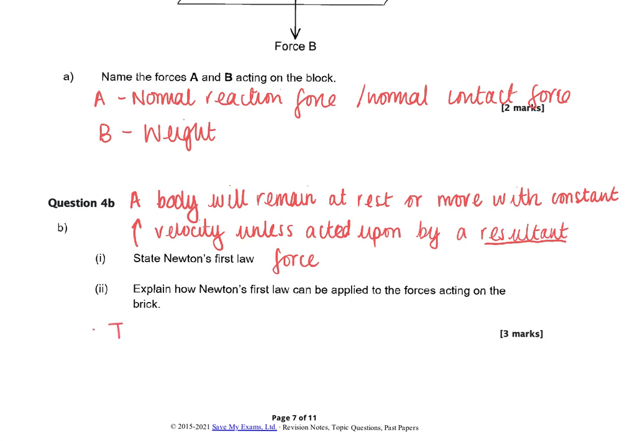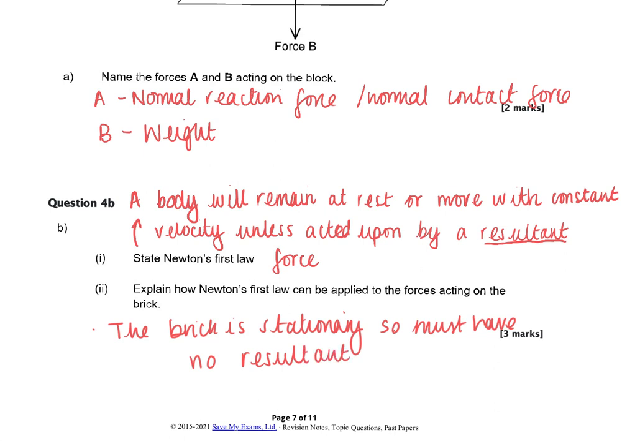So we're going to say, first of all, kind of like what I just explained, the brick here is stationary. That must mean it has no overall resultant force acting on it, okay? So it must have no resultant force acting on it. And in this one, there's 3 marks, so we've just got to make sure we state everything that we can. That must mean here that our force A, our contact force, must be equal to force B. That's the only way, given those forces, that this block is stationary.